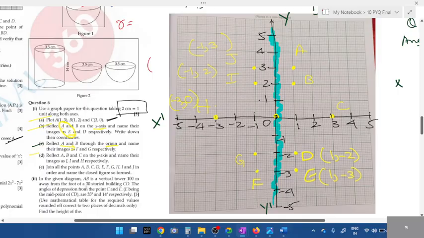So we have plotted all the points. What you'll get 4 marks for this. If you have done till here, 4. What is the last point given? Join all the points in order, right? And name the figure.